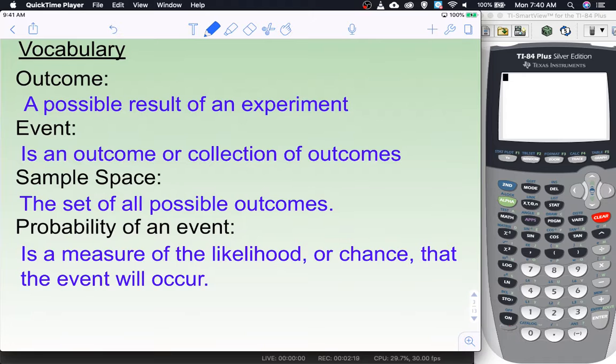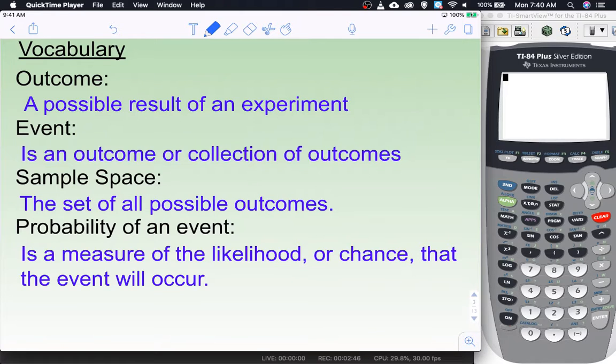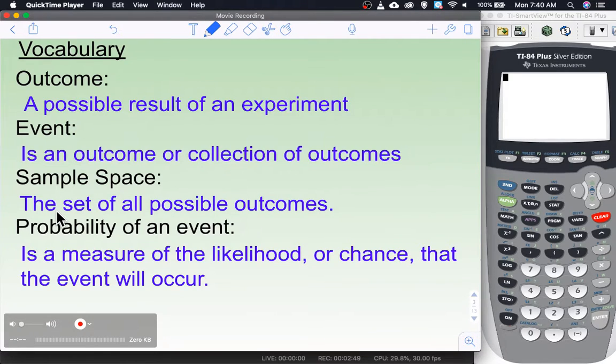So we have a couple little vocab words here. We have an outcome, which we've actually already mentioned. That's just something that could happen, a possible result of an experiment or of an action, like rolling a dice or flipping a coin. An event is an outcome or a collection of outcomes. A couple things could be one event. Sample space is a set of all possible outcomes. That can be written as a list, where you could just list all possible things that could happen.